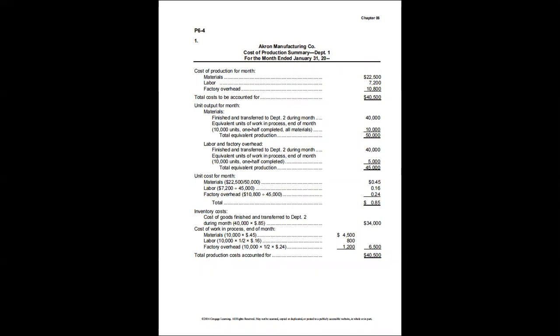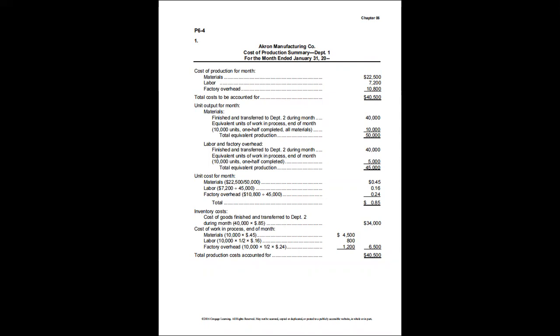For the in-process at the end, we have 10,000 units, one half completed but all materials. So the equivalent production for materials is 50,000. While the equivalent production for the labor and factory overhead is only one half.